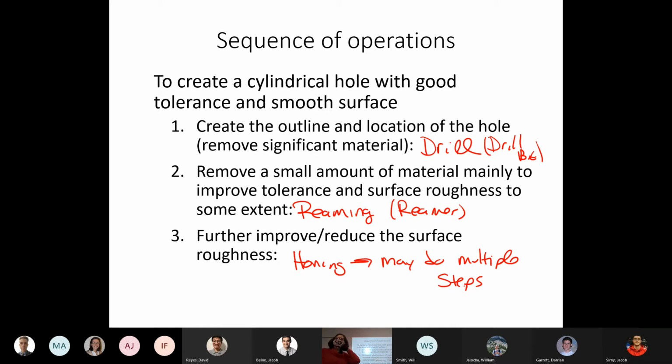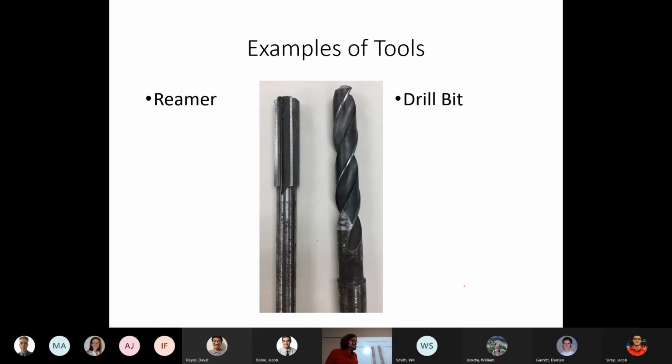I've also seen honing used in situations with small pumps, again in the food industry, where you needed to make sure that you didn't have any pockets for bacterial growth. Okay, we've looked at the reamer and the drill bit.